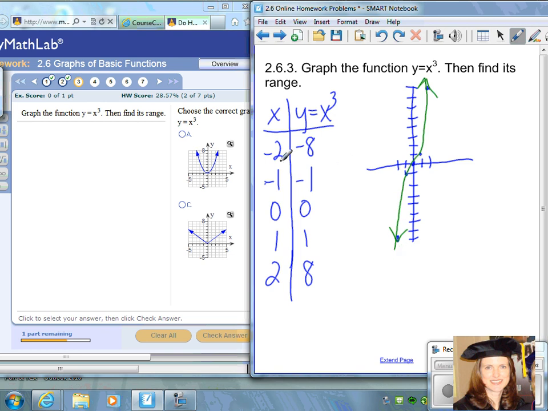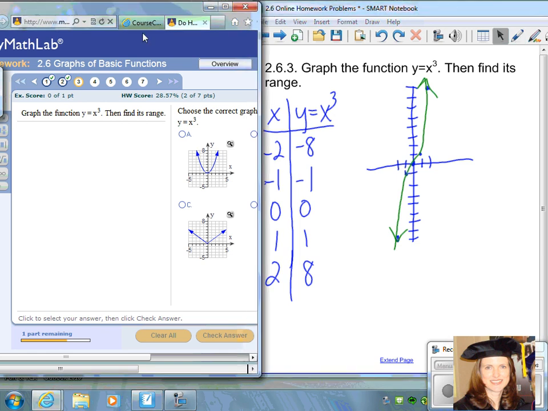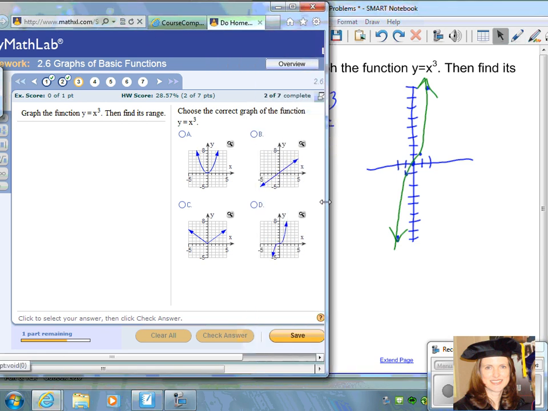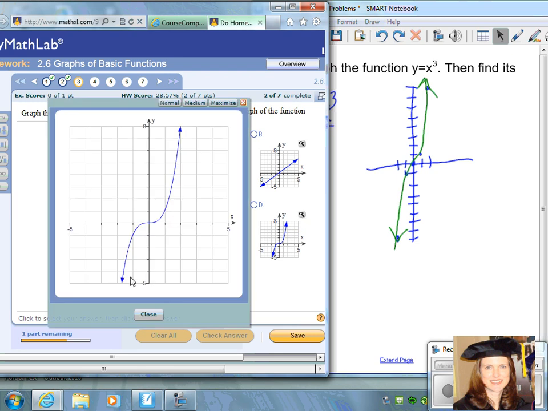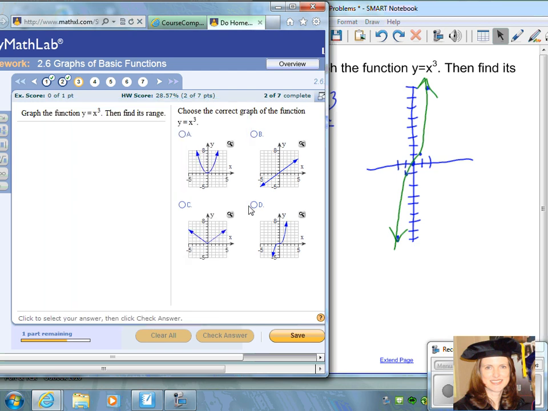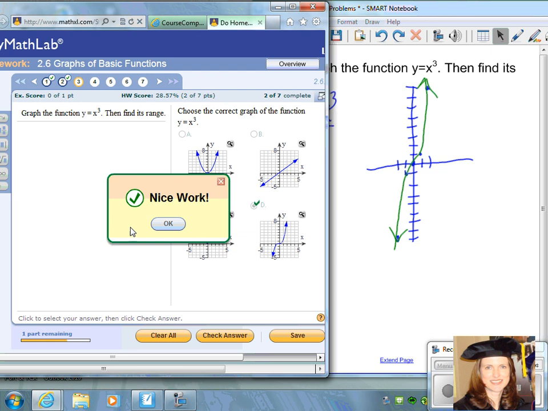If you keep plugging in larger and larger negative values, this is going to become larger and larger negative values towards -infinity. And if you keep plugging positive values in for x, it's going to keep going up and up the page. So if we look at the choices, the one that this looks most like is choice D for me. It kind of looks like a parabola that opens up on the right and a parabola that opens down on the left. Make our selection and check your answer.